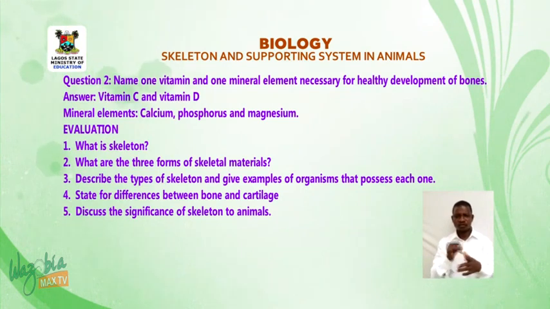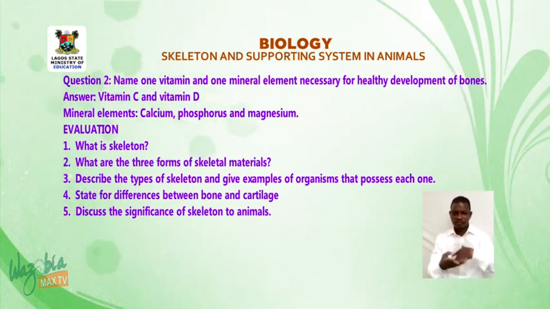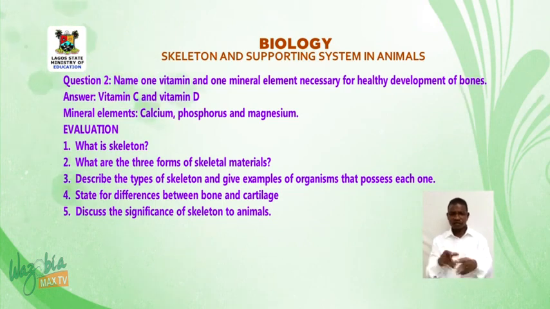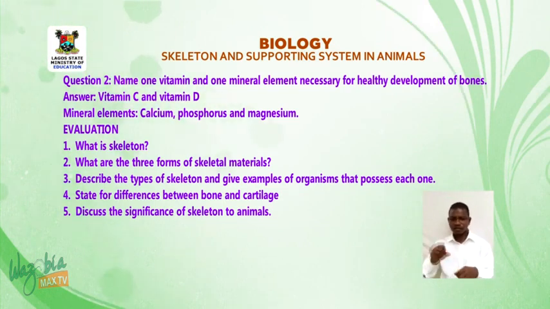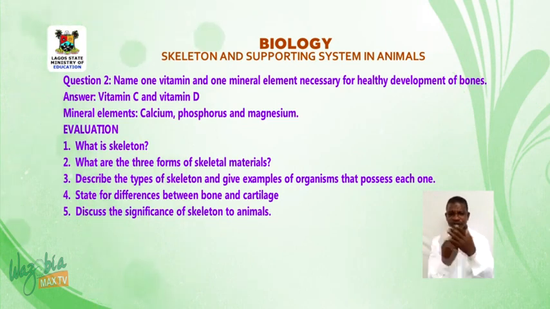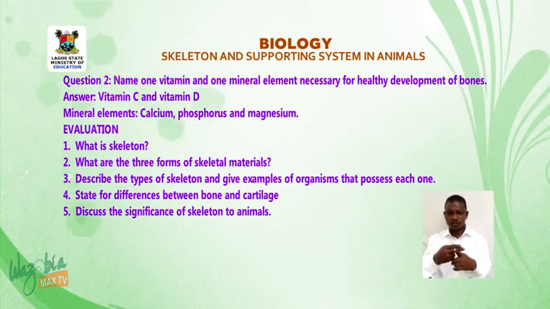Another question. Name one vitamin and one mineral element necessary for healthy development of bones. Answer: vitamin C, vitamin D. You can take any one. Mineral elements: calcium, phosphorus, magnesium. You can pick any one.